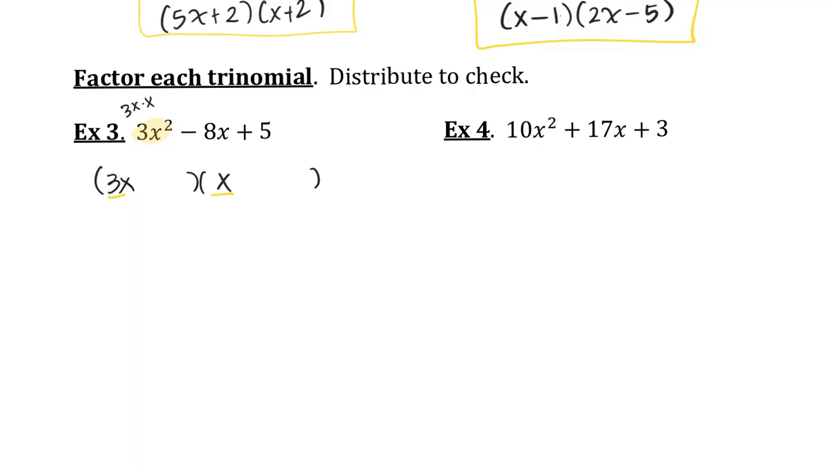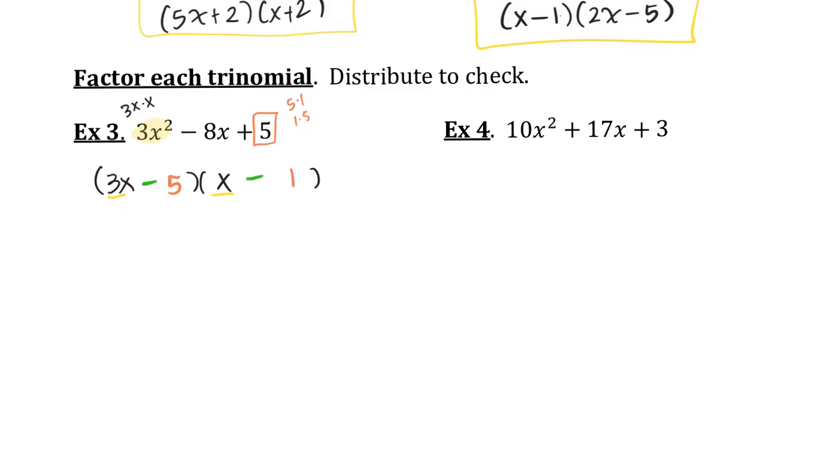Okay, now let me look at the last number, just like we did on the box. I see a 5. What do I times to get 5? Well, just 5 times 1 or 1 times 5? I don't know which one goes in which place, so I'm just going to guess. Let's try 5, 1. Okay, now the middle term is a negative 8x. This is a positive. So it must be that this is a negative, because it adds up to negative 8, but it has to times to positive 5.